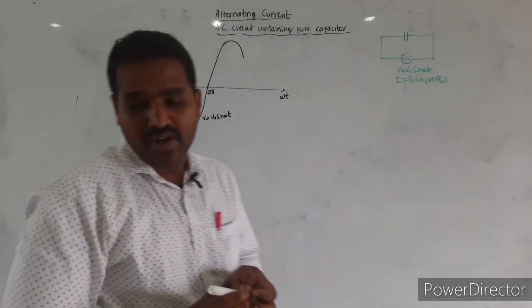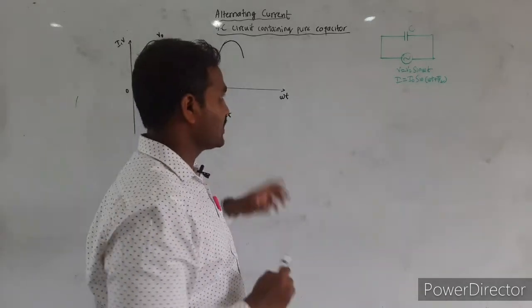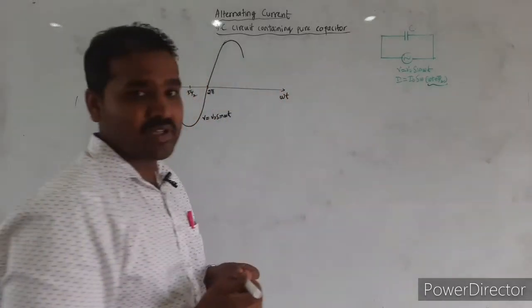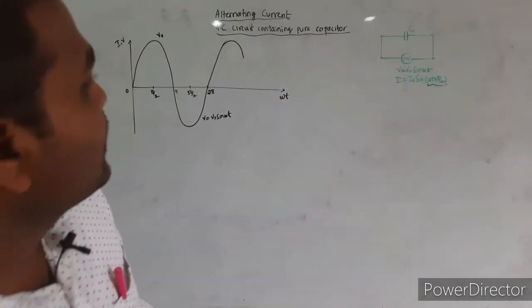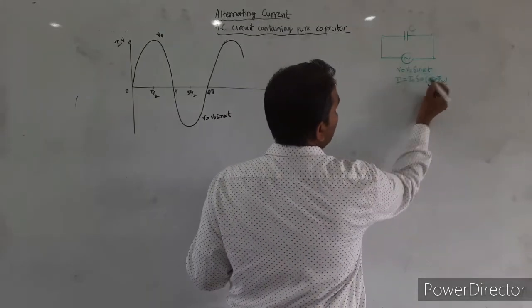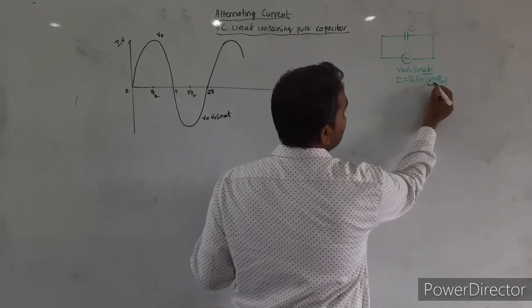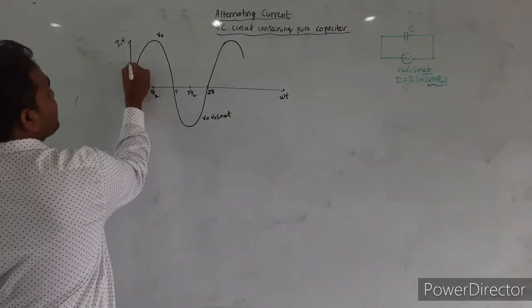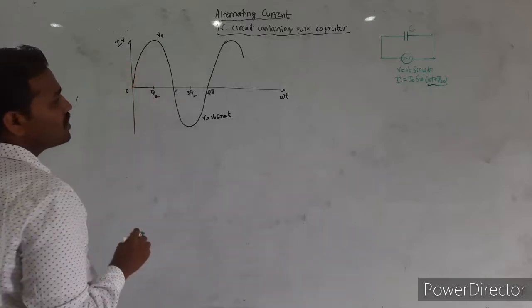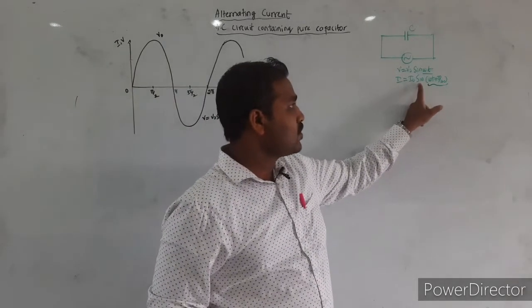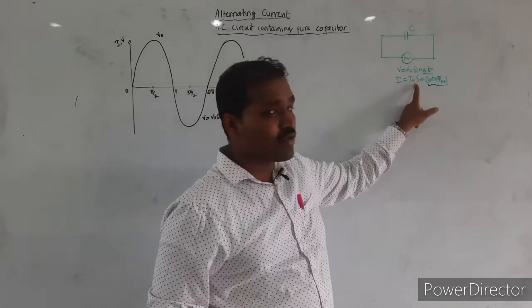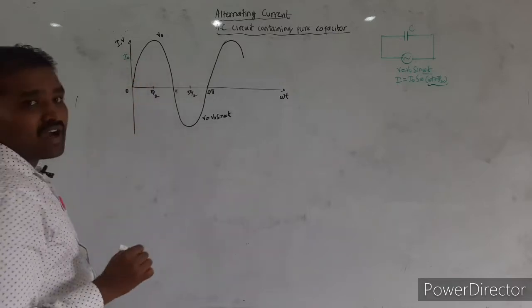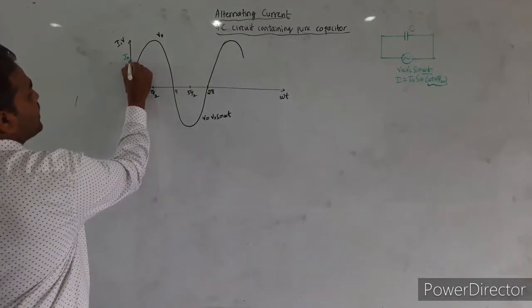Then how do we draw the current curve for this? Observe that the phase angle for the current is omega t plus pi by 2. So when omega t is equal to 0, the phase angle for current will be 0 plus pi by 2. So when omega t is equal to 0 for voltage, for the current this will be pi by 2. When the phase angle is pi by 2, sin pi by 2 is equal to 1, so I will be equal to I naught. So at this point I have the maximum value of current, that is I naught.